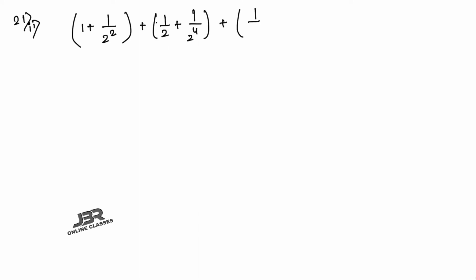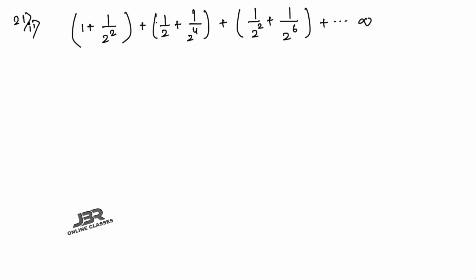Now next one, sum number 21. The first one is the same as the previous one, so just the next one, sum number 2. In sum number 2, find the sum of the following: 1 by 2 to the power 2, plus 1 by 2, plus 1 by 2 to the power 4, plus again 1 by 2 to the power 2, plus 1 by 2 to the power 6, plus dot dot dot up to infinity.